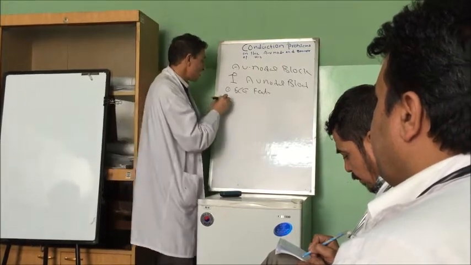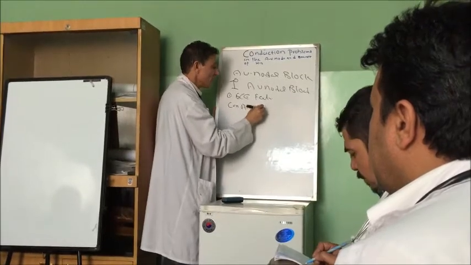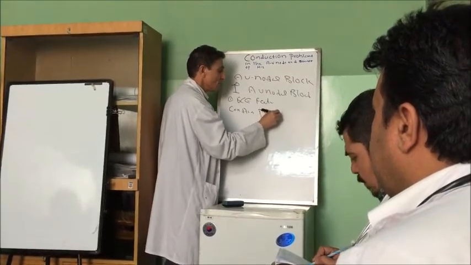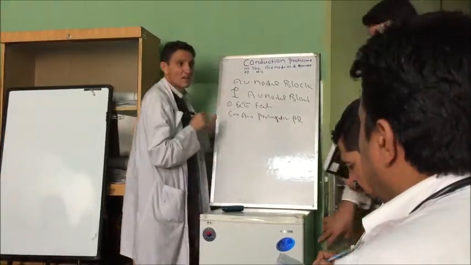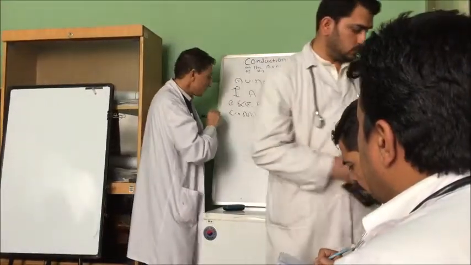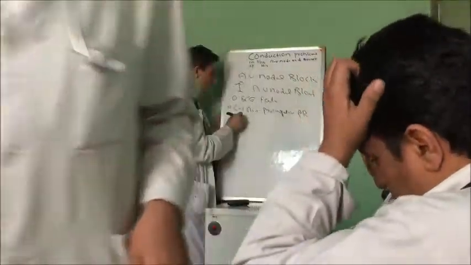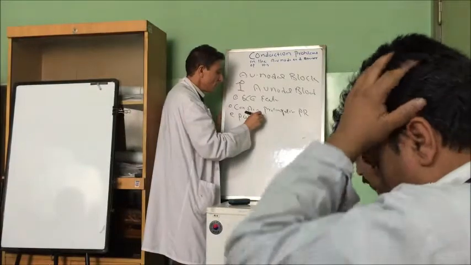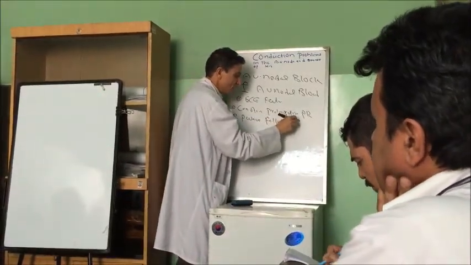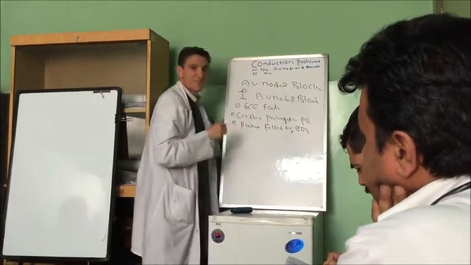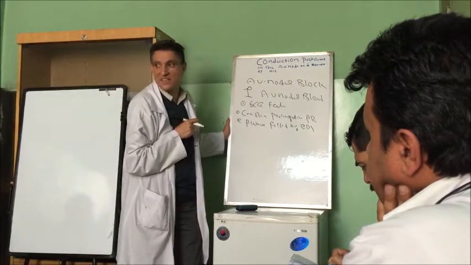So, one is constant prolongation of the PR interval. Constant prolongation of the PR interval. Every P wave is followed by a QRS complex. What is the significance of the AV nodal block from the standpoint of the clinic?